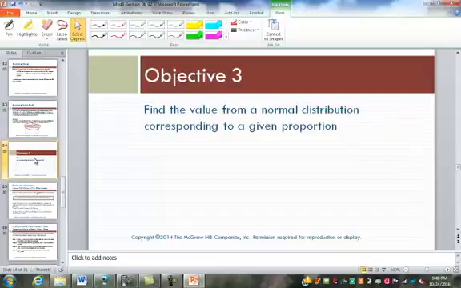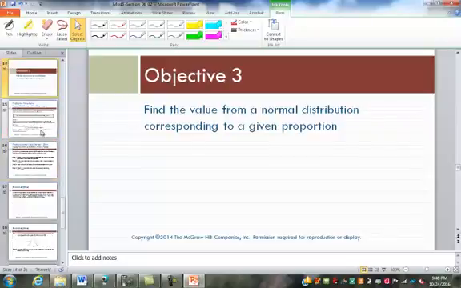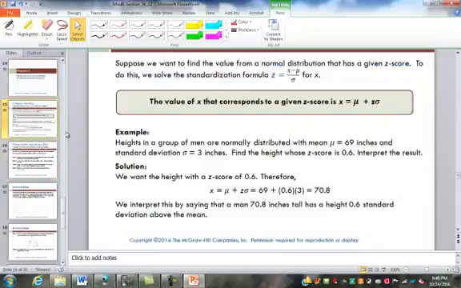So if we want to go the other way, if we know the probability or the area in the normal distribution, we want to find the given value. So suppose we want to find the value from a normal distribution that has a given z-score. We can find the z-score. We've already done that. But let's say we want to find the actual value. So here, heights in a group of men are normally distributed with a mean of 69, a standard deviation of 3. Find the height whose z-score is 0.6.